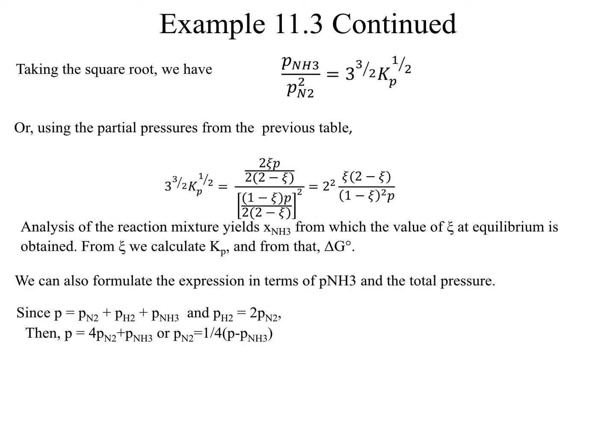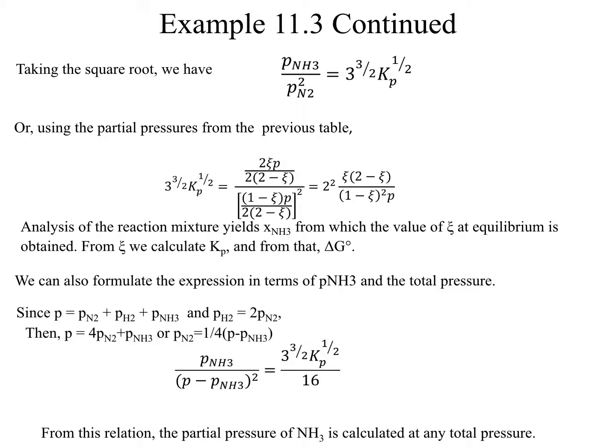This is very simple because the total pressure equals the pressure of nitrogen plus the pressure of hydrogen plus the pressure of ammonia, and the pressure of hydrogen is simply equal to 3 times the pressure of nitrogen. So we can now substitute all those values and then put in the total pressure of the system. We can write the pressure of ammonia divided by P minus P of NH3, squared, is equal to this. From this relation, we can simply calculate the partial pressure of ammonia at any total pressure, which is what we need, if you so desire.